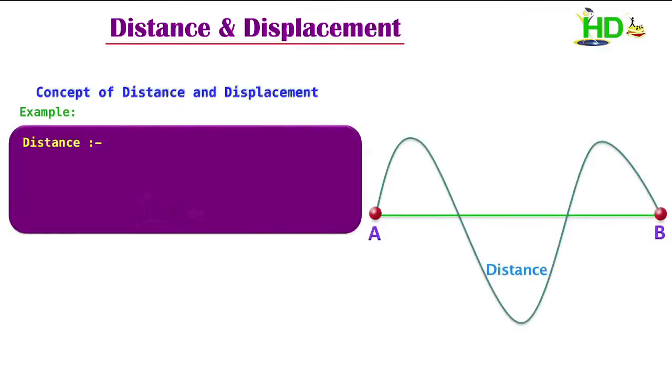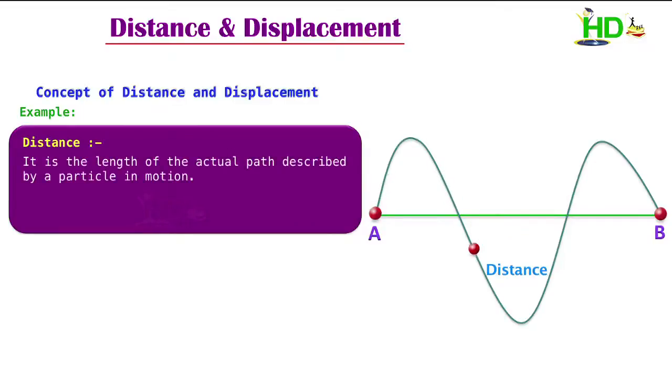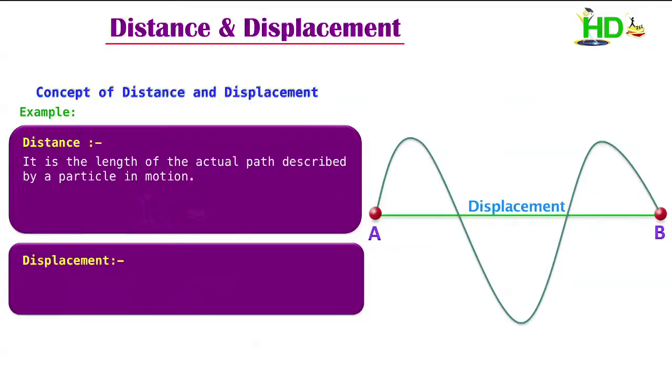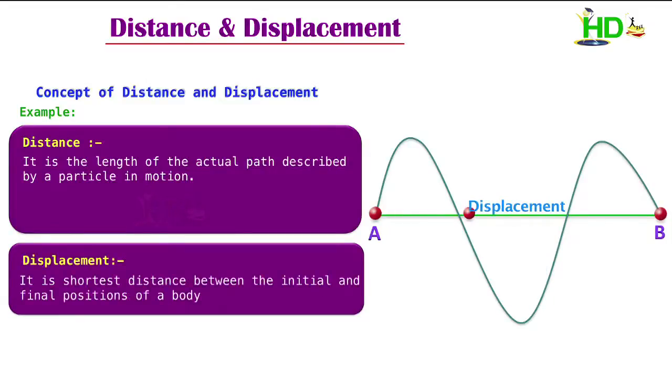Distance is the length of the actual path described by a particle in motion, and displacement is the shortest distance between the initial and final positions of a body. For example, consider 2 points A and B. A particle travels from A to B along this path. The total length of this path is called distance, and the shortest distance between these 2 points is called displacement.